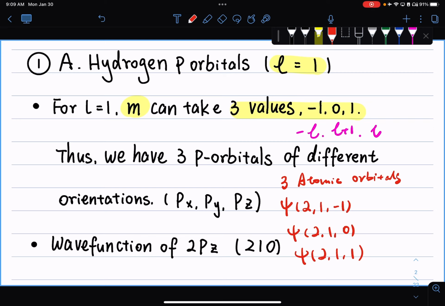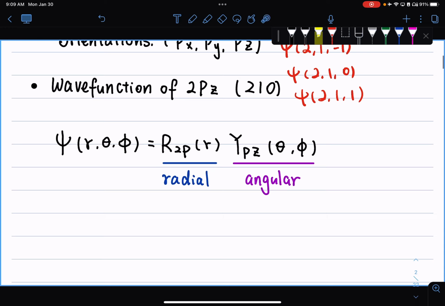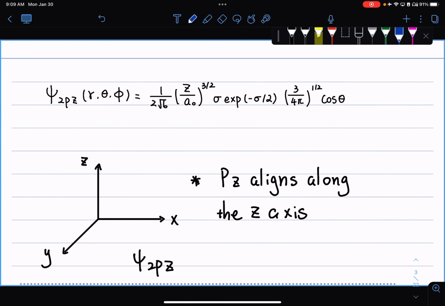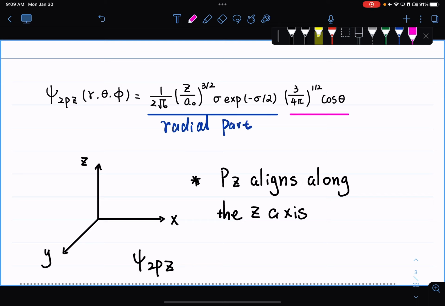All right, so what does the wave function look like? We always start from the actual mathematical function. Let's look at the mathematical representation first, and then we'll look at the graphical representation. Like the s orbital, all your wave functions will have a radial part and an angular part. For the p atomic orbital, the radial part is shown here. Let me just highlight it. And then the angular part is on the right.